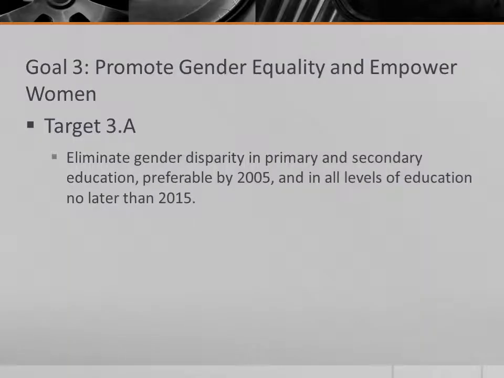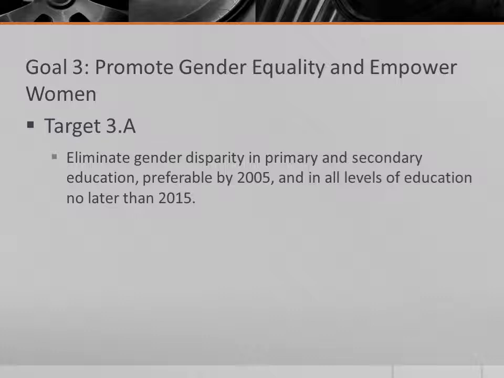Goal number 3 was to promote gender equality and to empower women, with a specific target of eliminating gender disparity in primary and secondary education, preferably by 2005, and in all levels of education no later than 2015. And in developing countries, LDCs, and periphery and semi-periphery states, they did achieve the elimination of a gender disparity in education at all levels: primary, secondary, and tertiary.